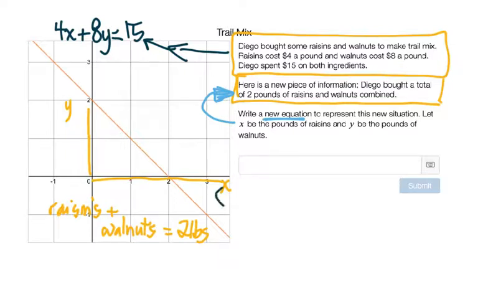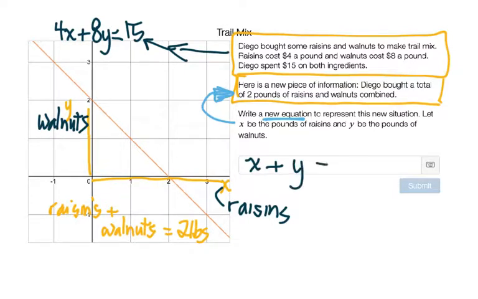So this is still raisins. Good, I'm glad they told us. And y is the pounds of walnuts. So he bought a total of 2 pounds combined. So we don't know how many pounds of each, right? So how about if I say x plus y is equal to 2? We can do that because it's a brand new equation.